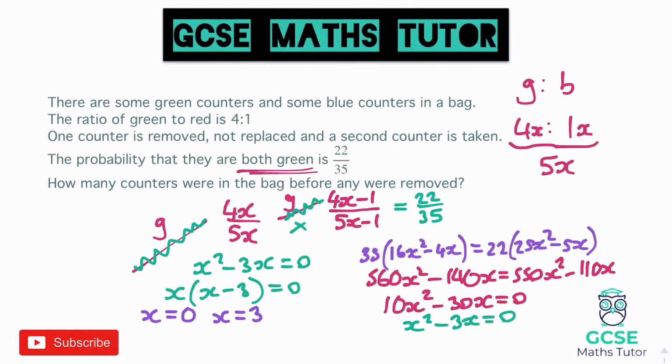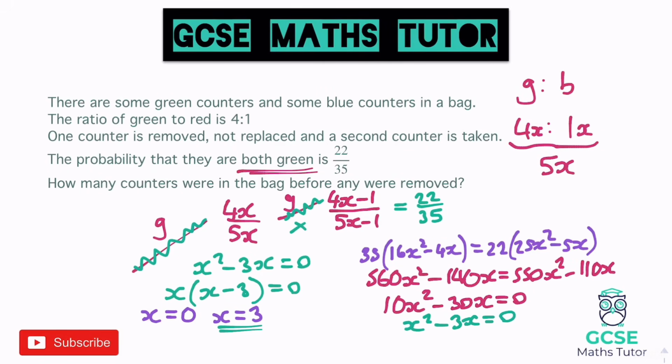Now, x in our case here is an amount of counters, and we can't have 0 counters, so it has to be the positive value there. So x is 3. And it says how many counters were in the bag before any were removed.